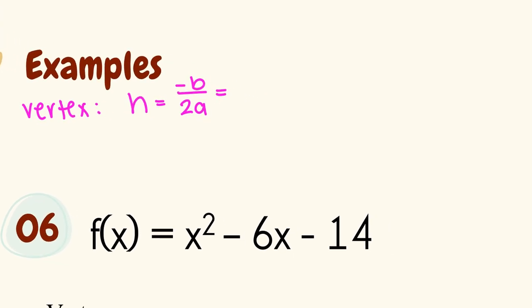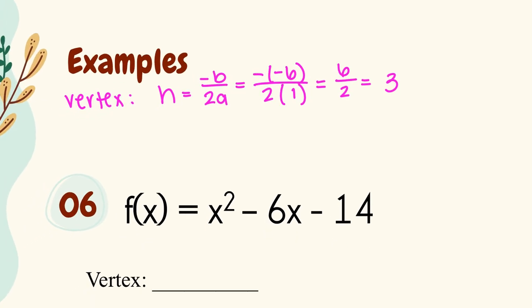So can anybody tell me what is my b? Good, it's -6. So I have -6 over 2, and what's my a? It's just a 1 because there's nothing in front of my x. So solving this, pretty easy. Negative times a negative is a positive, so I'm going to have +6 over 2, and I'm going to get 3. Keep in mind, h is x, so for my vertex, I know I at least have 3. So this is my x value.